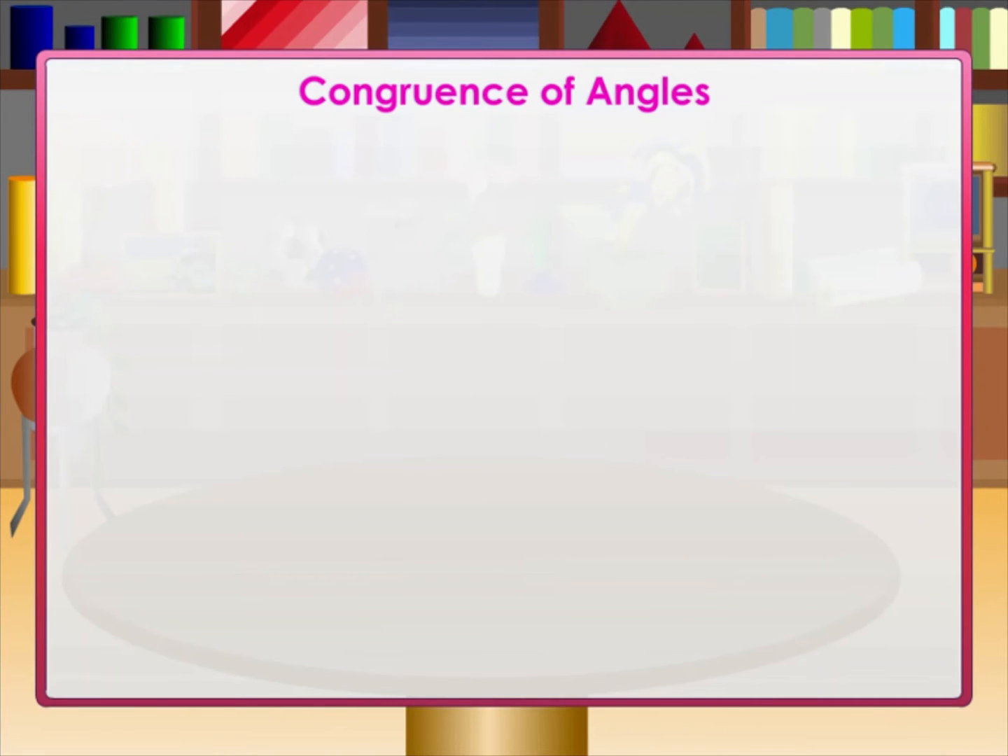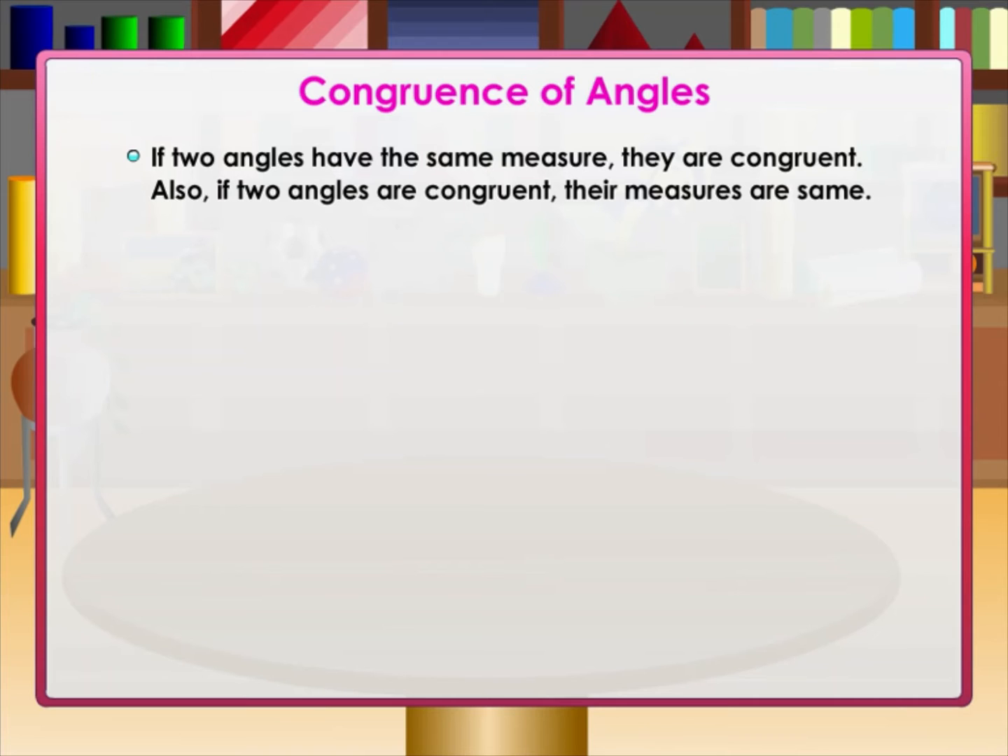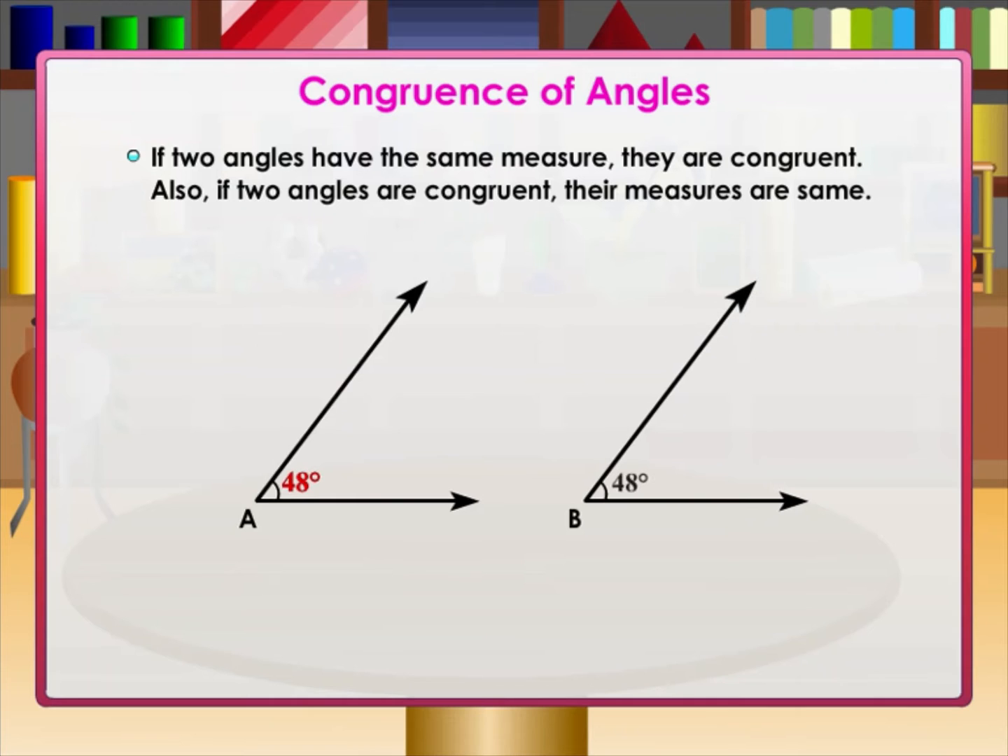Congruence of angles. If two angles have the same measure, they are congruent. Also, if two angles are congruent, their measures are the same. Consider the example. Angle A measures 48 degrees and angle B measures 48 degrees. Therefore, we can say that angle A is congruent to angle B.